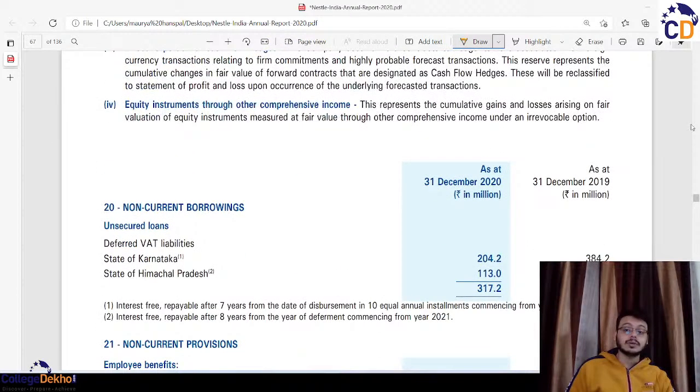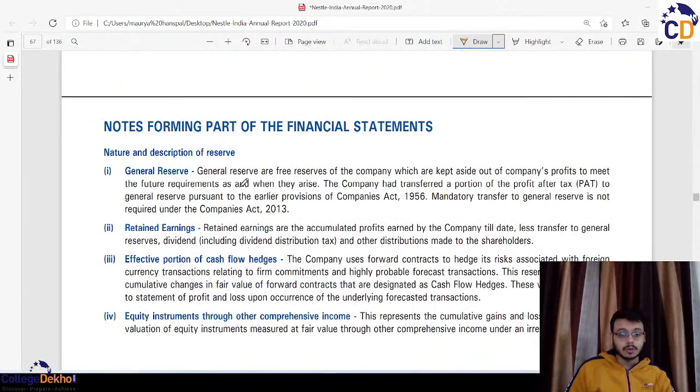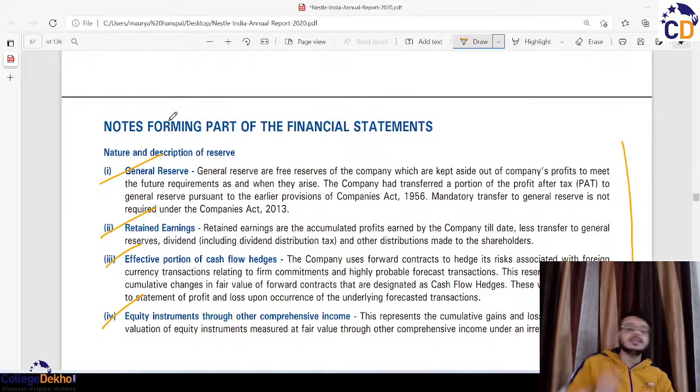And cash flow hedges क्या होते हैं? These terms I've talked about in detail. Then they've talked about what exactly is the general reserve, the retained earnings, effective portion of cash flow hedges, equity investment through comprehensive income. The basis of calculation, like when I was talking about these things in the initial session about all these terms, तो वहाँ पे मैंने बोला था.